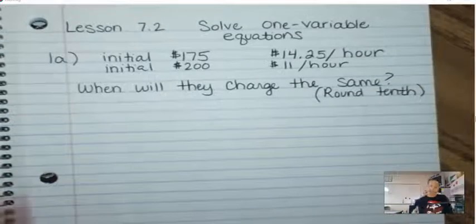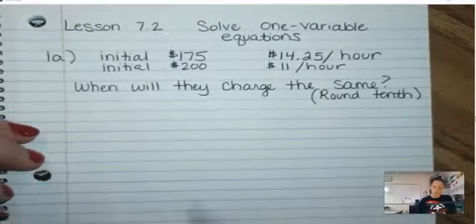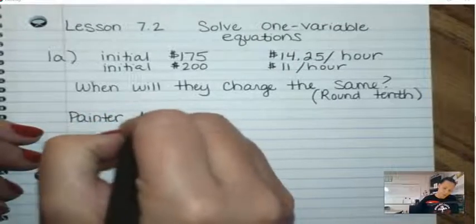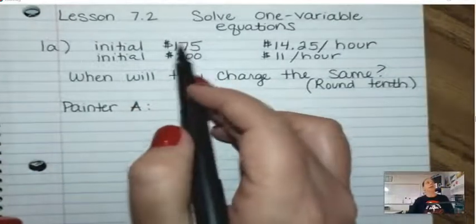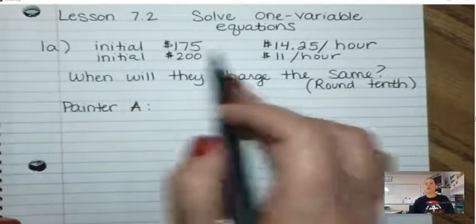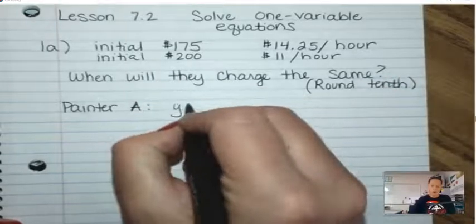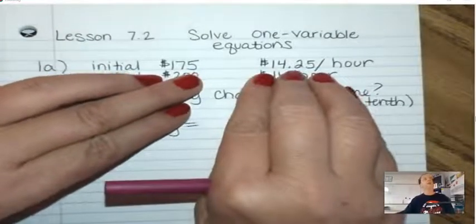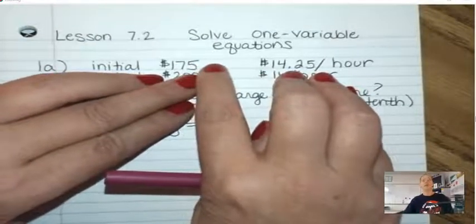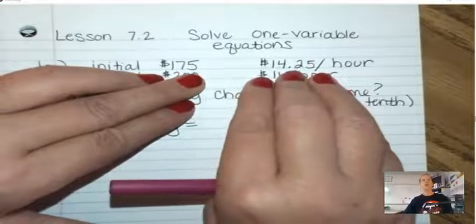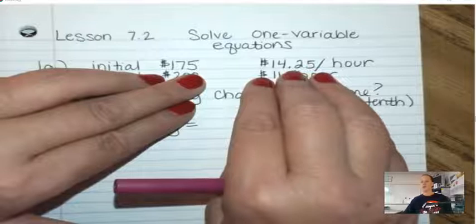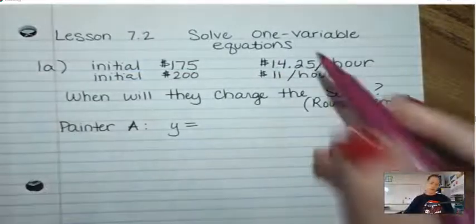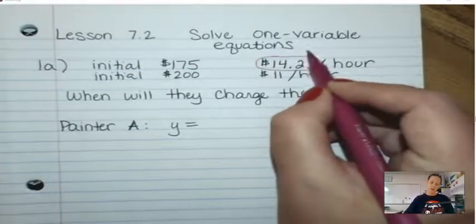Okay, so there's painter A and painter B. We're going to come up with an equation for both painters. Painter A is a constant rate of change, so it's going to be written in slope-intercept form. We're going to write it as y equals. That first line was painter A. They charged $175 to start, and then $14.25 each hour. Think about what the slope is. The slope is the number that keeps changing per something. So your slope is the per hour. This is your M.